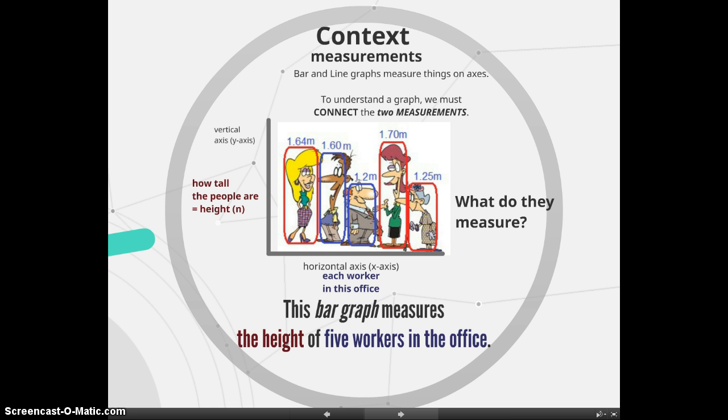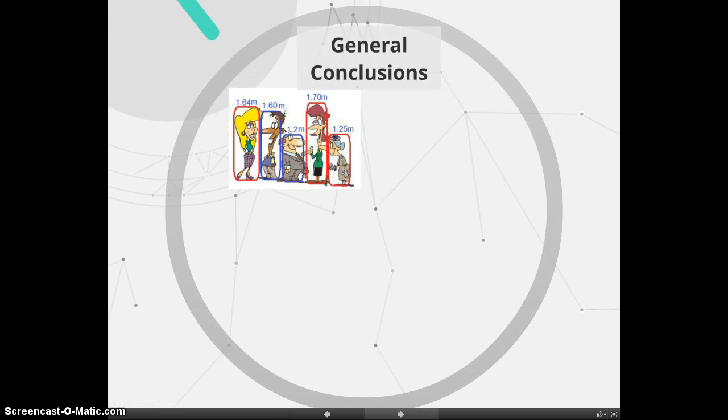This bar graph then measures the height of 5 workers in the office. This would count as a topic sentence for our bar graph description. Okay. Normally, it's also important that we are able to look at a graph and make a conclusion from it. A conclusion isn't something that's specific, like someone is 1.70 meters tall. It's something that's generally true and simple, but about the graph. So what can you conclude?